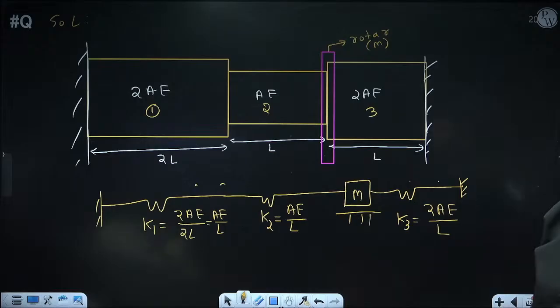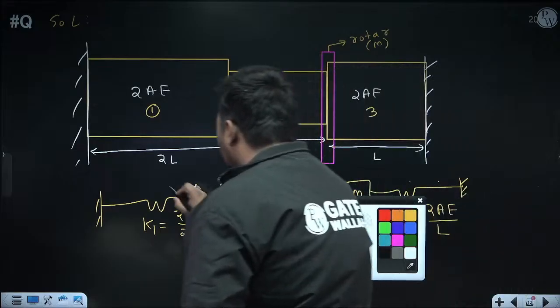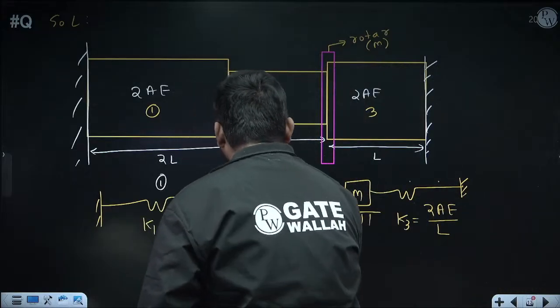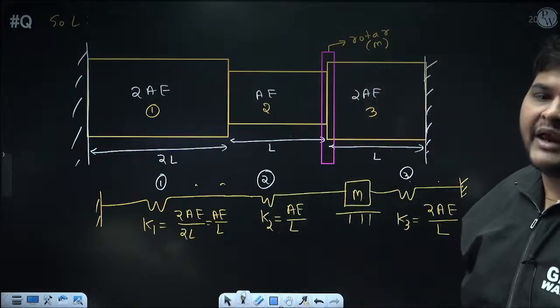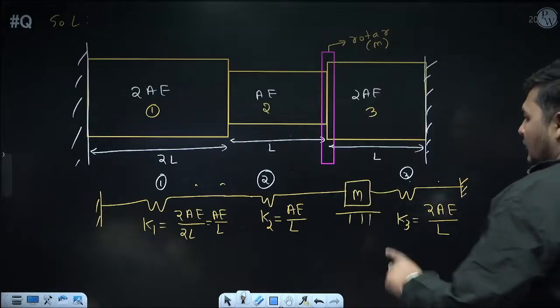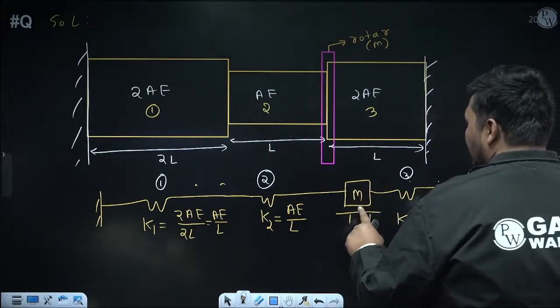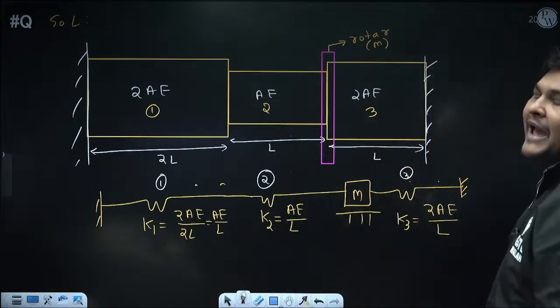Now, see. This is spring 1, this is spring 2, this is spring 3. Now from this diagram we have to calculate equivalent stiffness. And how can we calculate equivalent stiffness? We know whenever mass is placed at the middle, this side system equivalent and this side system equivalent will be in parallel to each other.